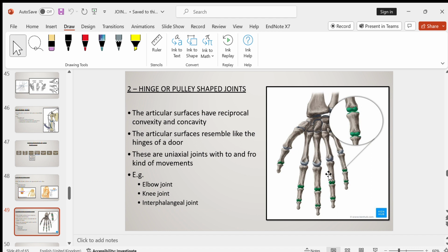The next variety is the hinge joint. What happens in the hinge joint? The articulating surfaces have reciprocal convexity and concavity, and they resemble a hinge, hence the name hinge joint. The typical examples are the interphalangeal joints, the knee joints, and the elbow joints. These are also the uniaxial joints. The movement is only in one plane. So they are the examples of hinge joints.